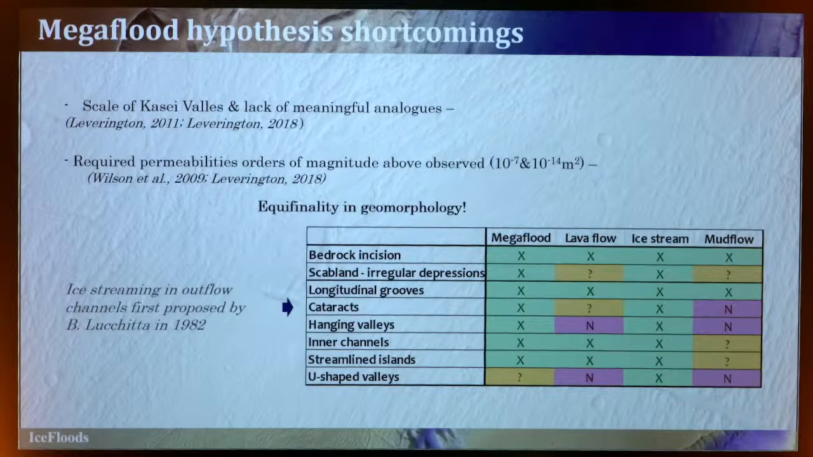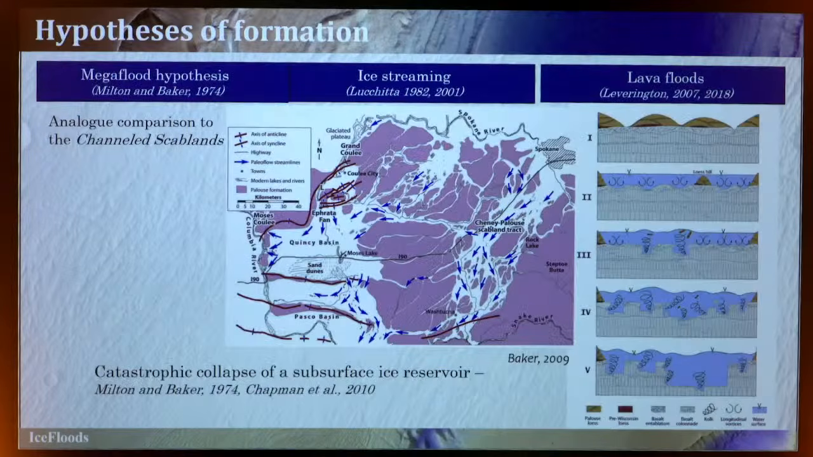However, this megaflood hypothesis to explain the outflow channels comes with a couple of rather important shortcomings. And I'll add a third one perhaps later. So first, talking about Casei-Valles, for example, the scale of Casei-Valles and the lack of meaningful analogs. Casei-Valles is 2,500 kilometers long by 300 kilometers wide and kilometers deep. In comparison, the Channeled Scablands, which I was showing here, there's a scale there of 40 kilometers, and the whole thing is not much more than 250 kilometers. So it's an order of magnitude smaller than Casei-Valles, and each of the individual tracks are much, much smaller.